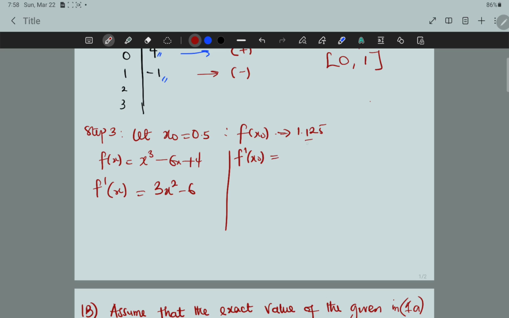That means when you put 0.5 into the differential, what's it going to be? You now begin to say 3 into bracket 0.5 all squared minus 6. And so your answer there will be minus 5.25. Is that not so?